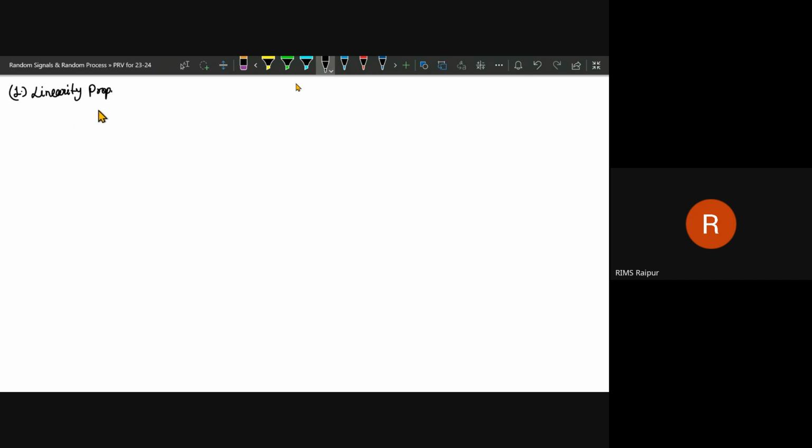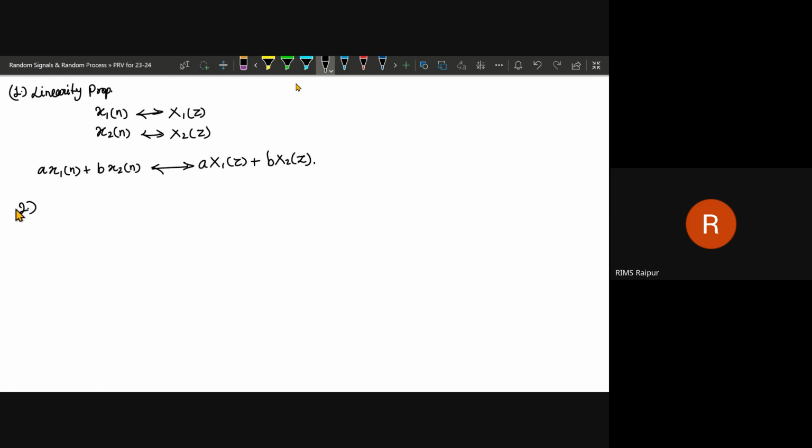Now, what is linearity? Suppose we have a first sequence x1 of n, and the Z transform of this sequence is capital X1 of Z. Another sequence x2 of n, whose Z transform is capital X2 of Z. So the linear combination of x1 and x2, let us consider a x1 of n plus b x2 of n, will have a Z transform that is a X1 of Z plus b X2 of Z. This is the linearity property. Second is the time shifting property.